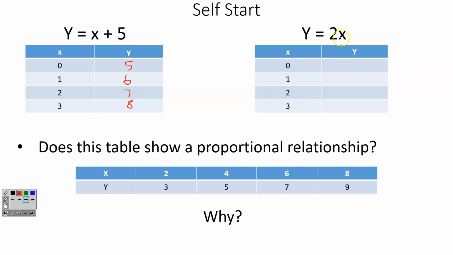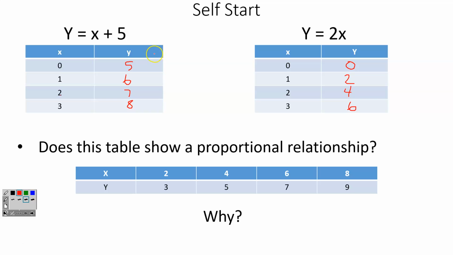Over here, we're going to do the same thing. Right now, this is 2 times x. So instead of saying x, we're going to say these numbers here. So 2 times 0 is 0. 2 times 1 is 2. 2 times 2 is 4. And 2 times 3 is 6.